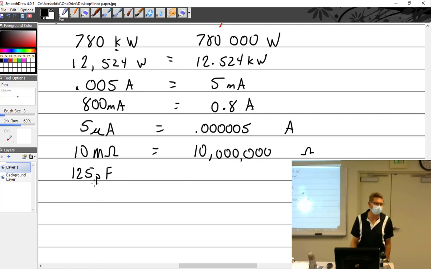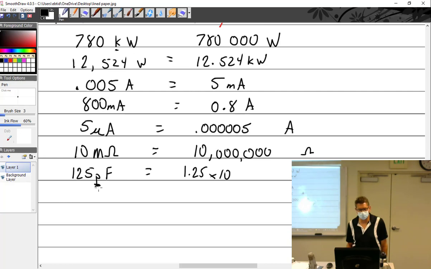125 picofarads. A farad is a measurement of capacitance. So picofarads is how many farads? Yeah, I like that. What'd you say again? 1.25 times 10 to the negative 12 farads. It wouldn't be to the negative 12 because pico. Fine. You know, she's right about there.